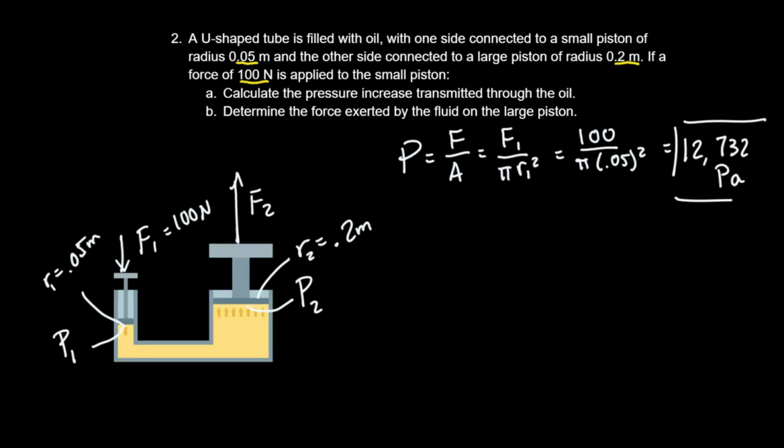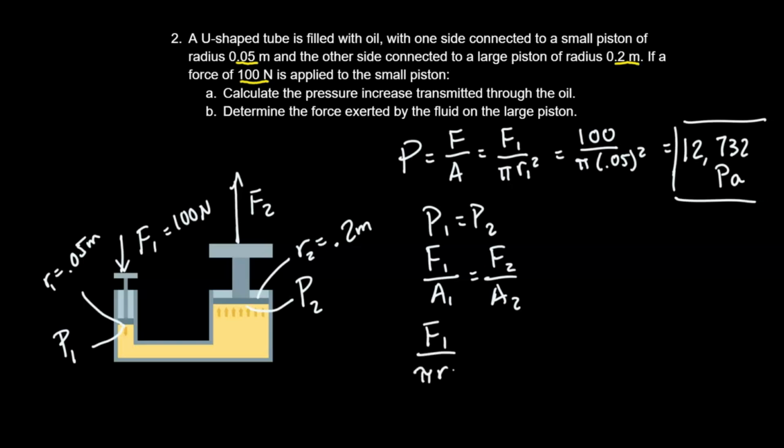So next, they want us to determine the force exerted by the fluid on the large piston. So we're going to set the pressures at the left-hand side of this system, this tube, to be P1. On the right-hand side of the tube, we'll call this P2. And since pressure is force over area, we know that F1 over A1 is equal to F2 over A2. Now, we don't know the area, but we can calculate it because we know that the area of a circle is pi r squared. So pi r1 squared is equal to F2 over pi r2 squared.